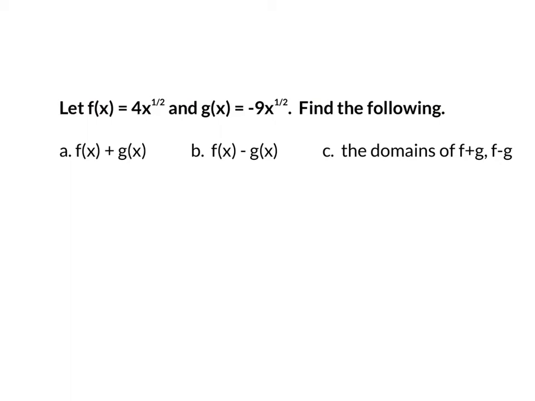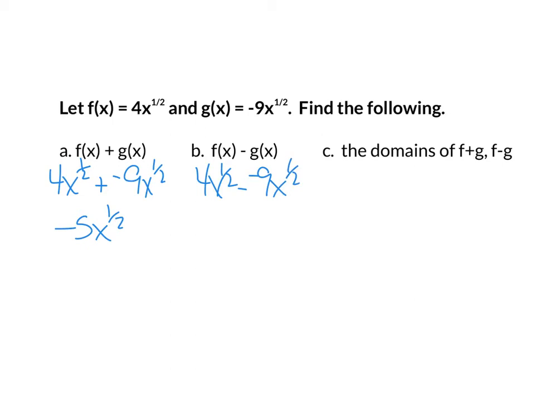This one says f of x is 4x to the 1/2 and g of x is negative 9x to the 1/2. Find the following. Part A says f of x plus g of x. You would just take 4x to the 1/2 and add it to negative 9x to the 1/2, which would be negative 5x to the 1/2. And that's all you got to do. When you subtract them, the same thing. 4x to the 1/2 minus negative 9x to the 1/2, which means you would get 13x to the 1/2.